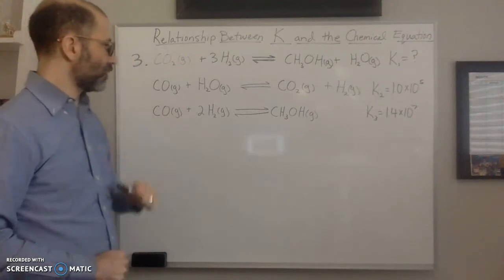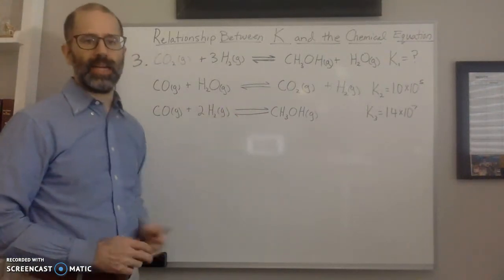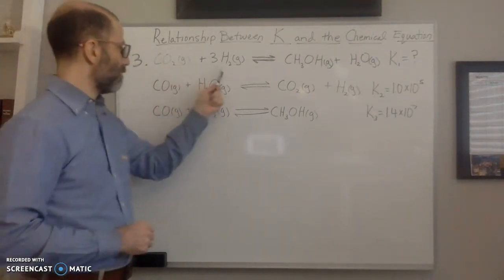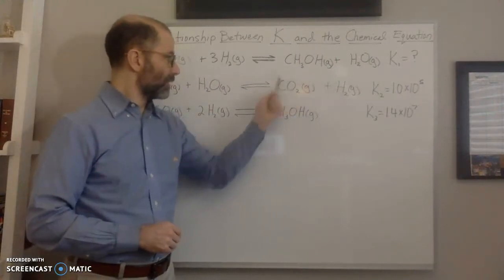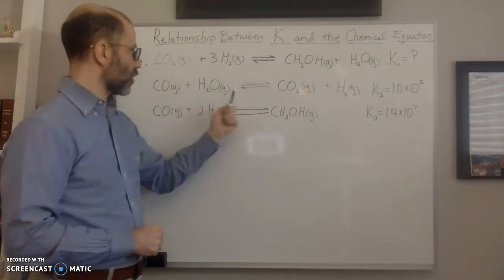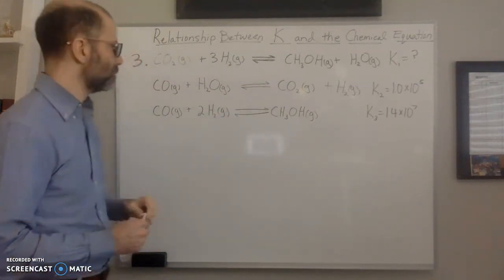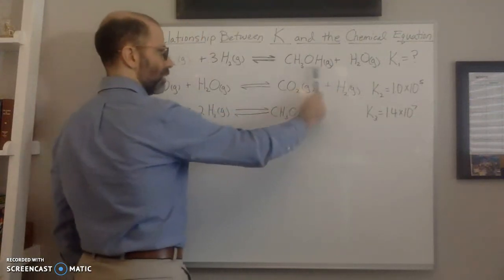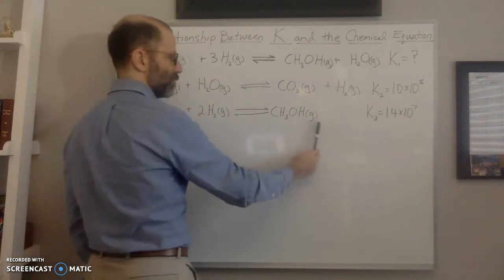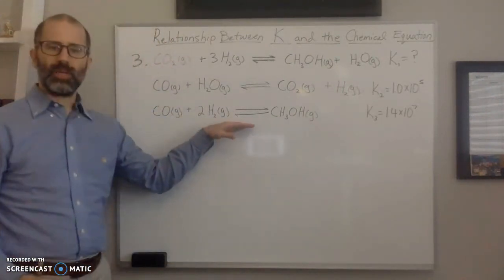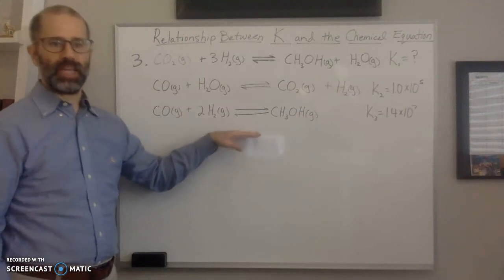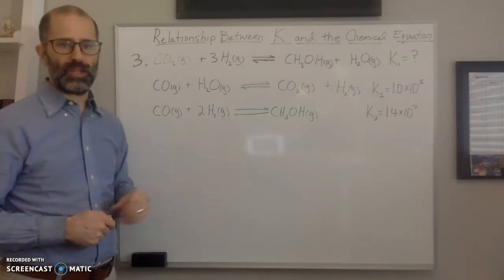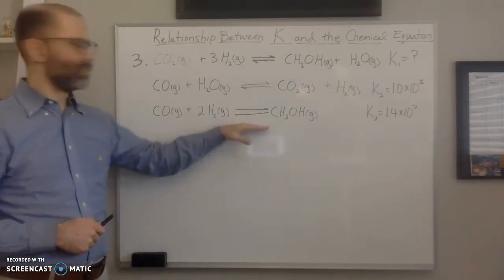So chances are I'm probably going to add these together in some way. So first thing I want to do is look at what I have as reactants and as products and see what lines up with regard to the products and reactants. So notice here that I have CH3OH as a product here, but I also have CH3OH as a product here. That tells me that I'm not going to reverse this reaction. I'm going to keep it the way it is as it's written. I might have to multiply it or do something else, but I'm not going to change the direction of this.